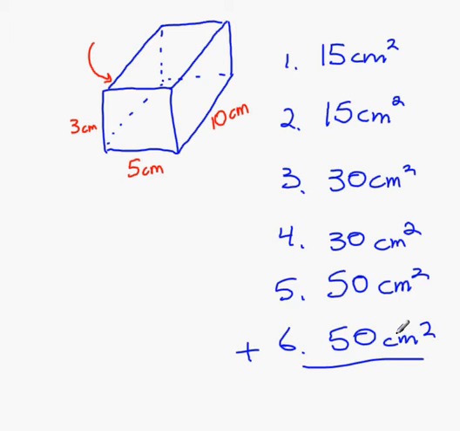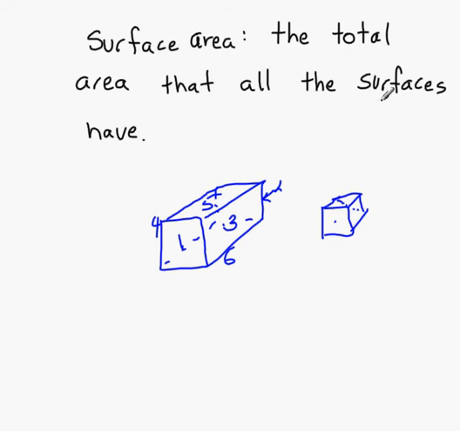And then you add these up. 15 plus 15 is 30, plus 30 is 60, plus 30 more is 90, plus 50 is 140, plus another 50. So the total surface area of that shoebox is 190 centimeters squared. So that's what you need to do. You need to figure out all of the surfaces, get their areas, and then just add them up.